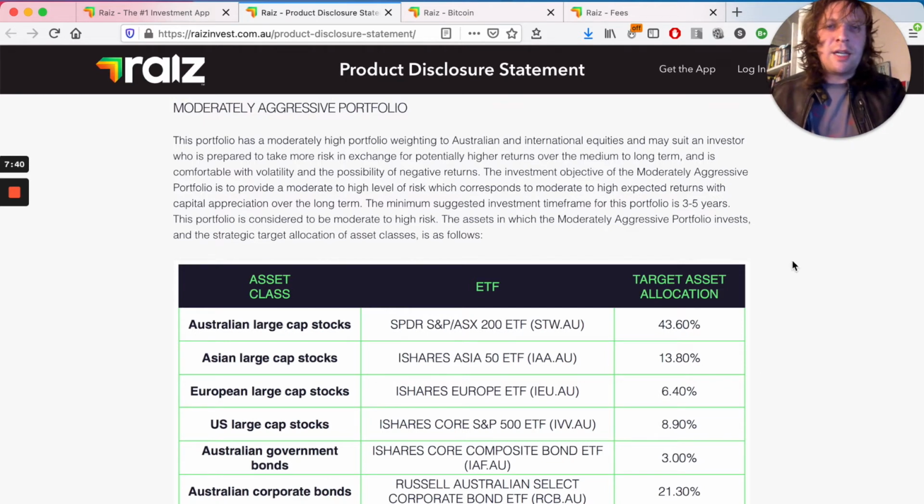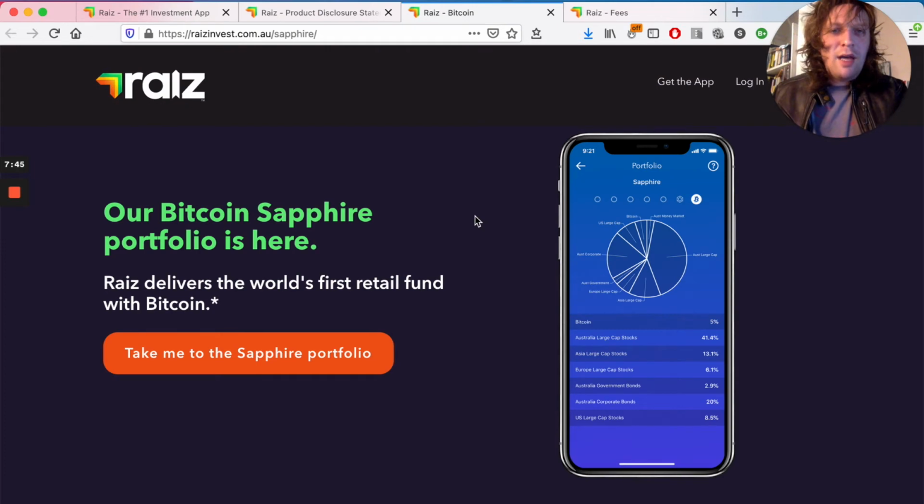So we'll quickly just touch on the Sapphire portfolio that I mentioned earlier. This is another investment option, and it's sort of a hyper-aggressive portfolio, if you will. In addition to the shares, government bonds and cash that Raiz invests in the aggressive portfolio, the Sapphire Portfolio also has a 5% allocation to Bitcoin, the cryptocurrency of course.